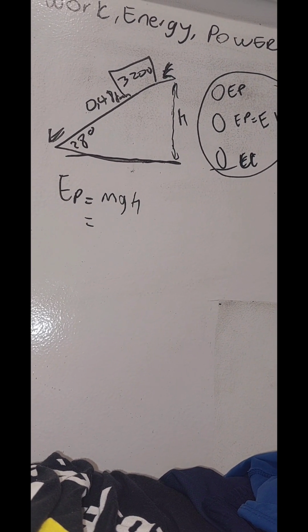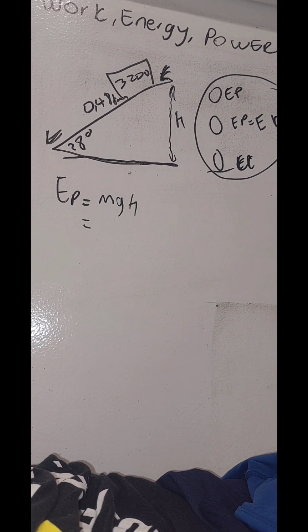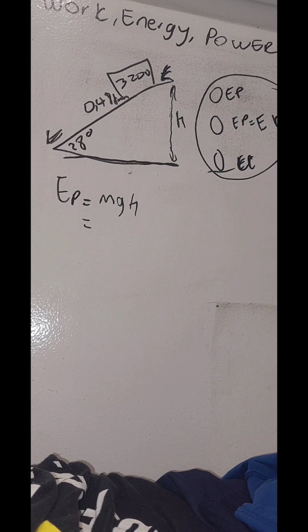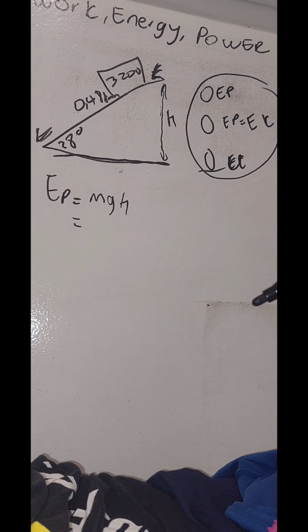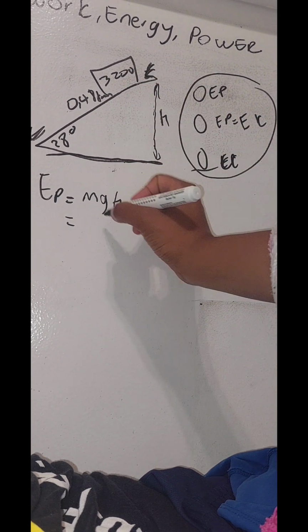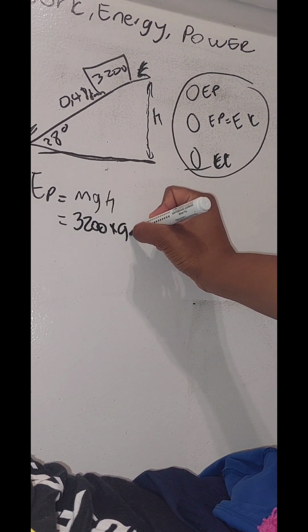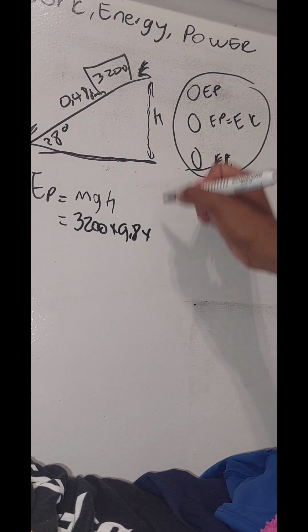Okay, guys, so trying to calculate the speed, let's first work with our potential, because that is the only information we have now. We cannot work with kinetic because we don't have speed. We're about to calculate for it. Okay, cool. So mass is 3,200, times gravity, we know is 9.8, and times height.